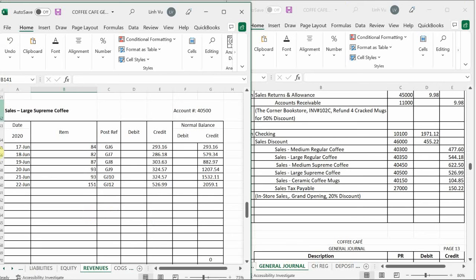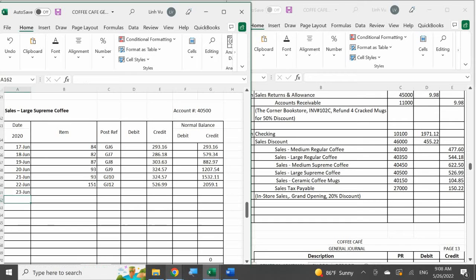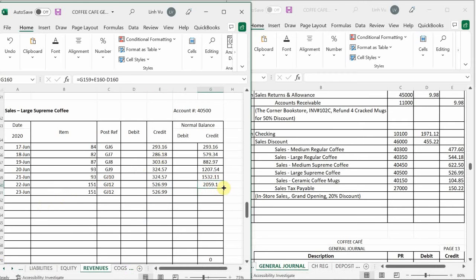And let's see what's next. How many large Supreme coffees did we sell? 151. We sold 151, for the $526.99, which gives you an account balance of $2,586.09. Okay, and then we also sold some ceramic coffee mugs.